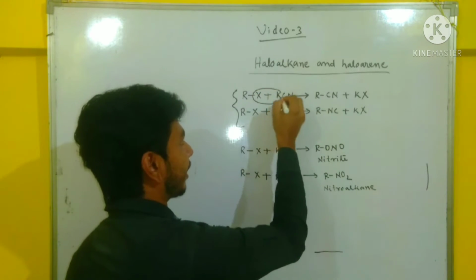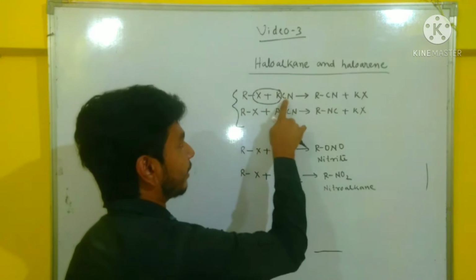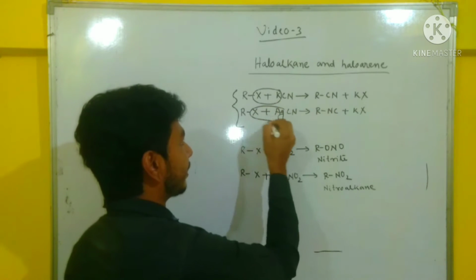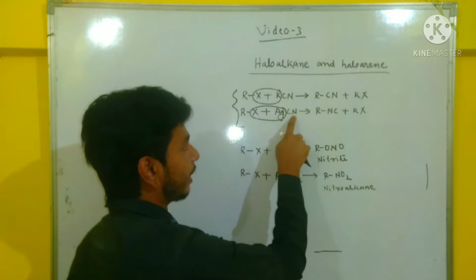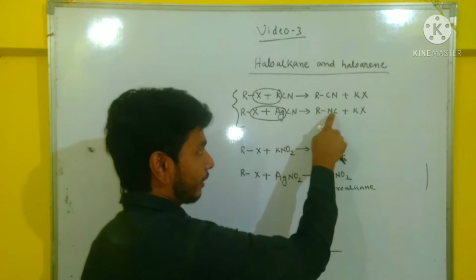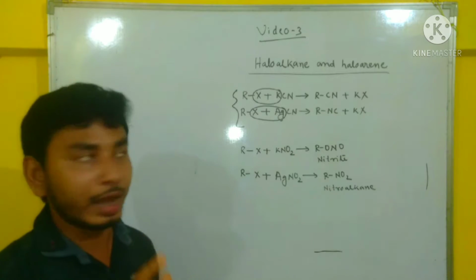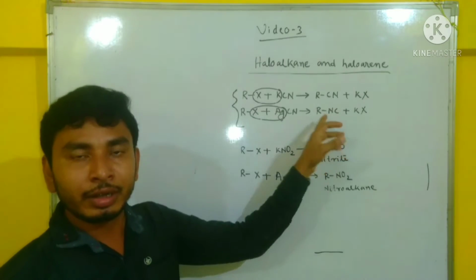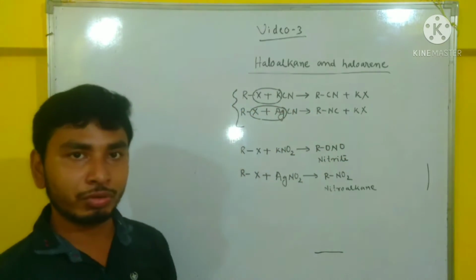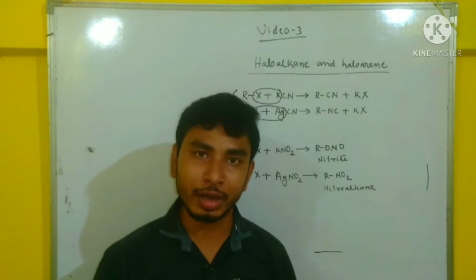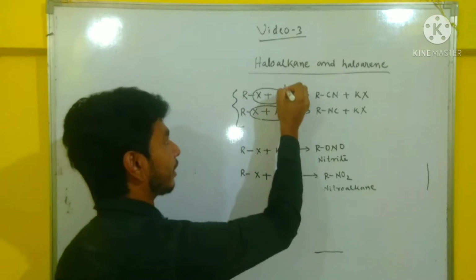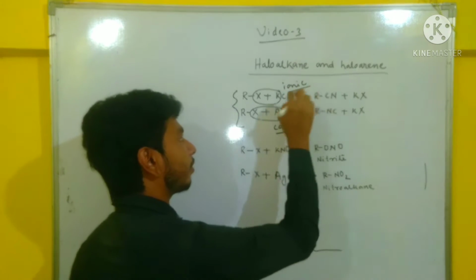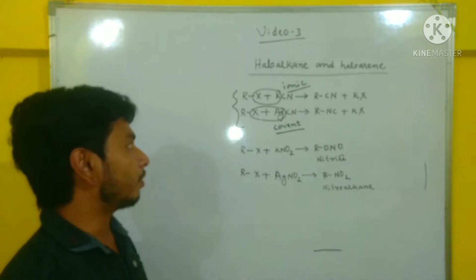So here K and X, KX is removed. So R-X and KCN give RCN, that is cyanide, also called the nitrile. And Ag and X, AgX is removed and it gives R and CN, but the product is not RCN, it is RNC, which is isocyanide. So one gives the cyanide, the other gives the isocyanide. The explanation for these two we have already discussed in our last class. That is, KCN is ionic and AgCN is covalent. One is an ionic compound and the other is a covalent compound.